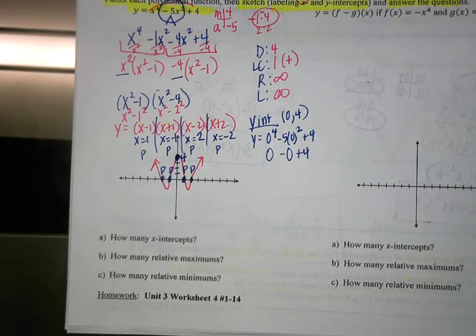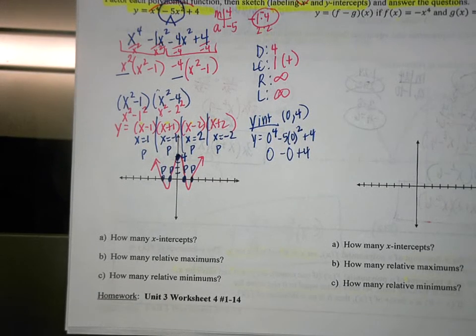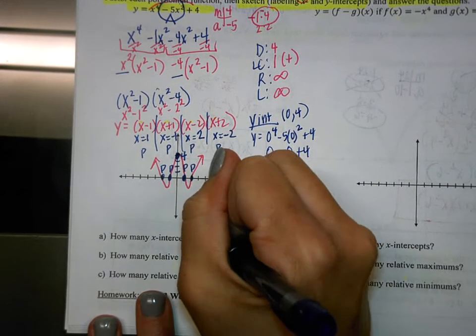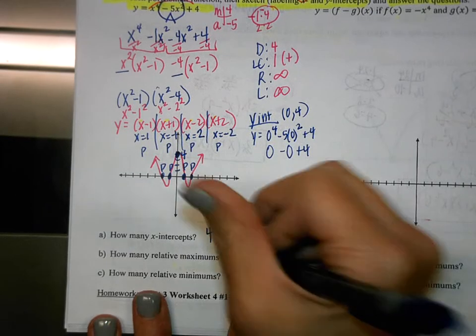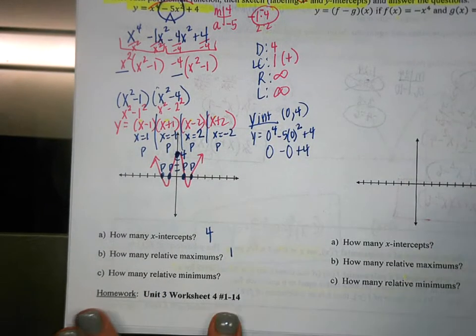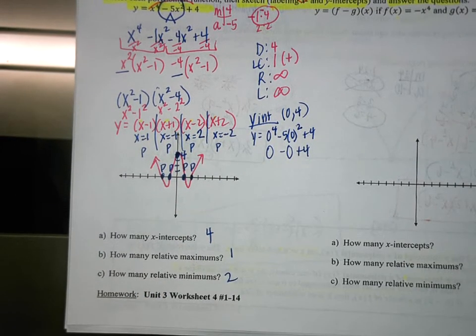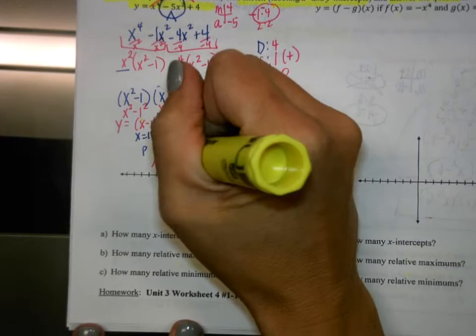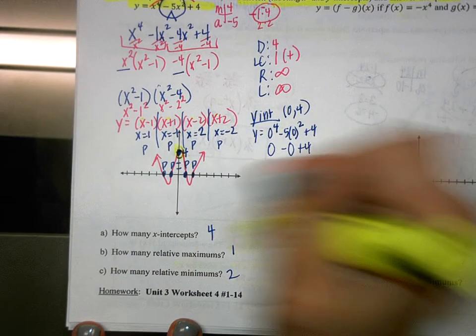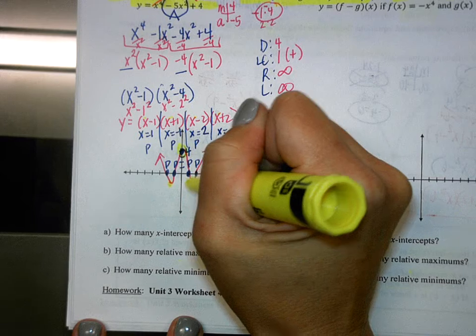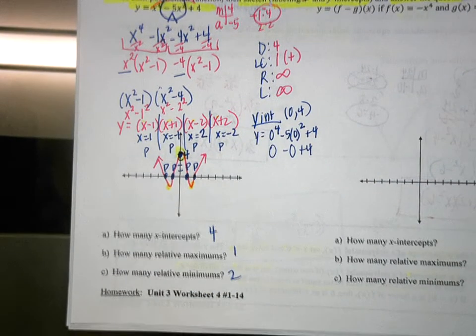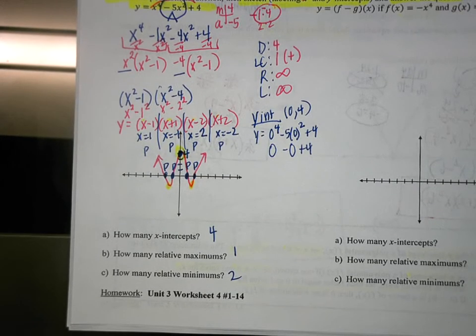Okay, how many x-intercepts are there? 4. Very good. How many maximums? 1 is correct. How many minimums? 2. Very good. If you're not sure about that, this right here is a maximum, and this point right here and that one, those are minimums.